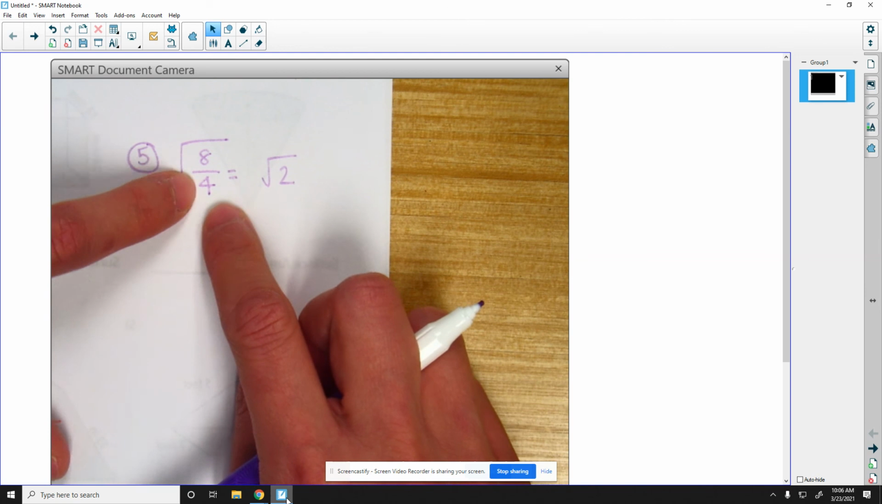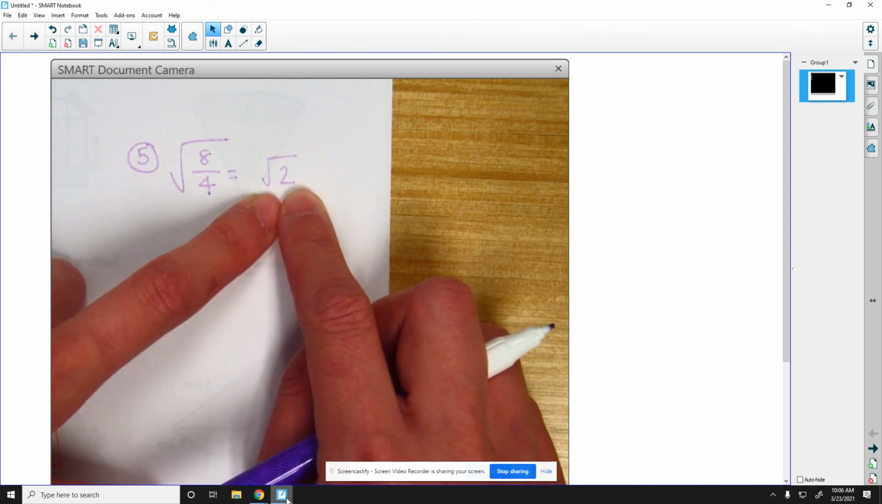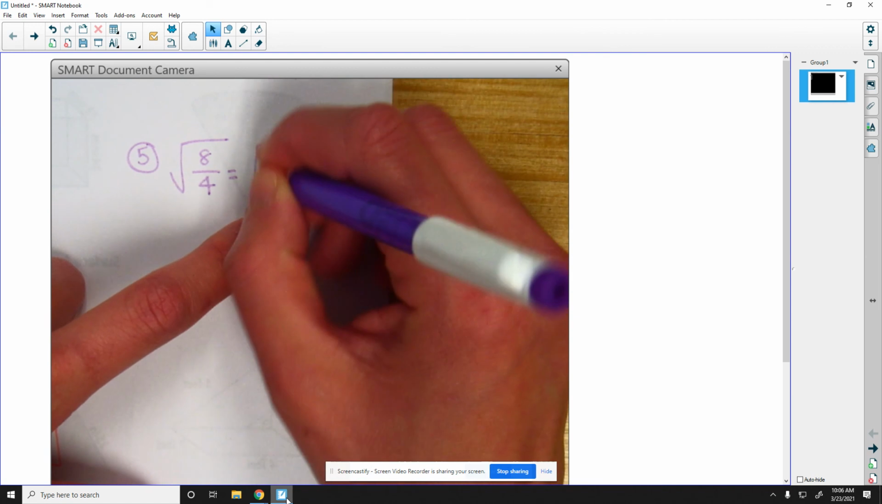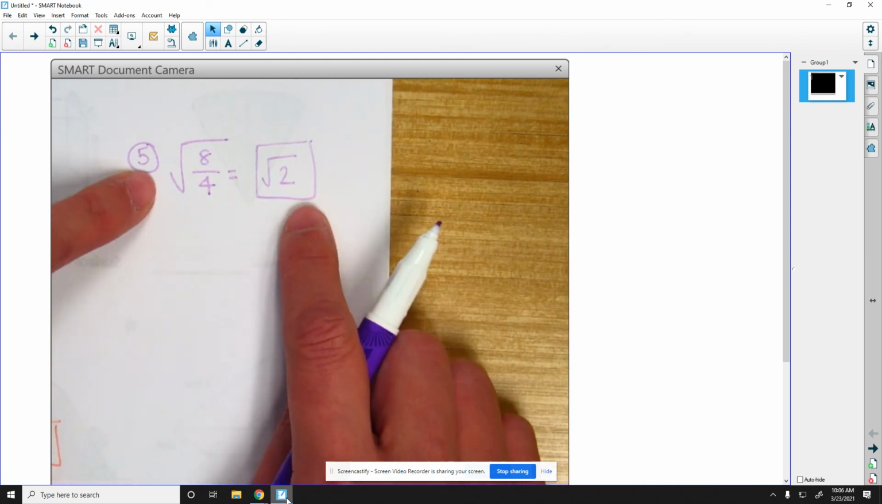Does that make sense? Because 8/4 could have been simplified. So I just get the square root of 2. And then I can't break down 2. So that's the answer. But let me show you another way.